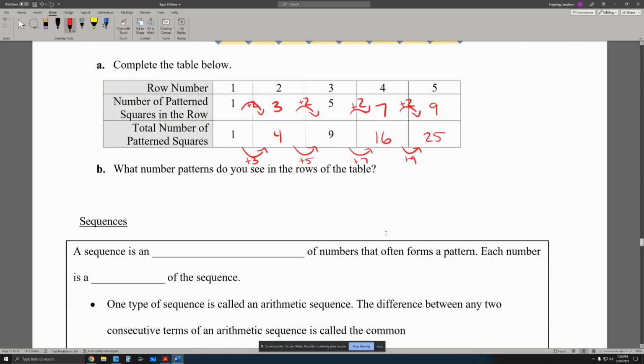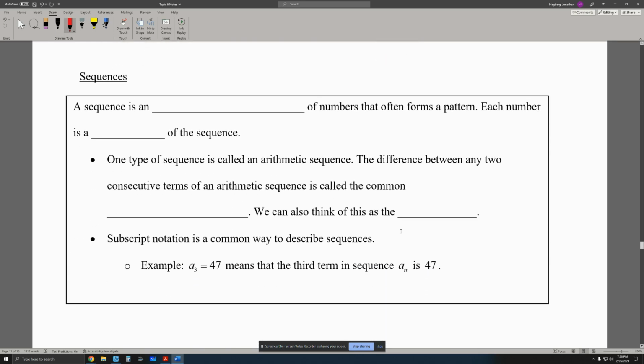Okay? So this leads us to what a sequence is. A sequence is simply an ordered list of numbers that often forms a pattern. Each number is a term of the sequence. One type of sequence is called an arithmetic sequence. The difference between any two consecutive terms of an arithmetic sequence is called the common difference.